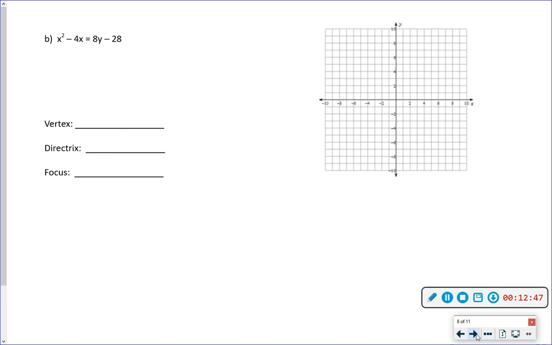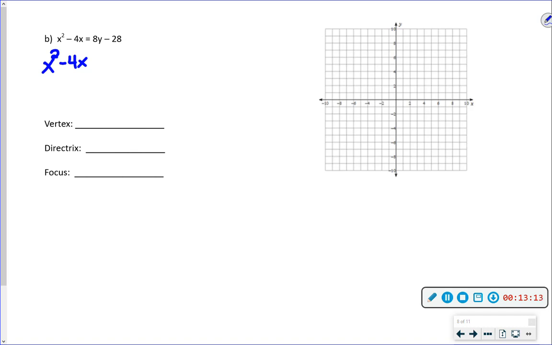We are nowhere close to being in standard form of a parabola. I need parentheses squared on the left-hand side. Okay, I like to get your x squared over here. So I want to make that a perfect square trinomial, so I can factor it. So I'm going to complete the square. Remember how to complete the square?